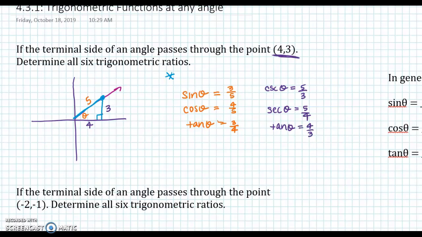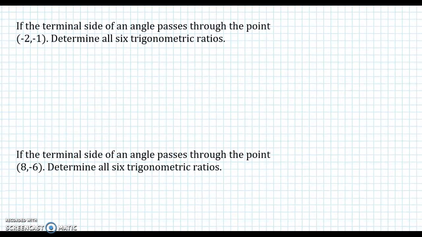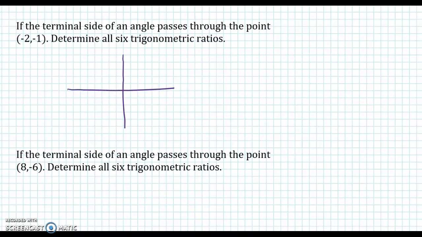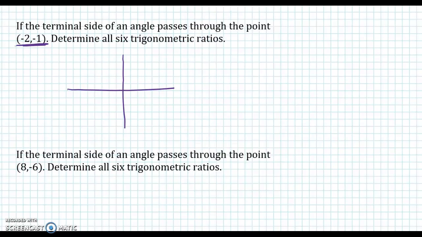When you're in the first quadrant, every single trig function that you come across is going to end up being positive. Now, when you rotate outside of the first quadrant, that's when life gets a little interesting. So, determine the trig functions if you pass through -2, -1. So let's look. -2, -1 is right here. Let's make that a little bigger so it's easier to see. So this is the point -2, -1.